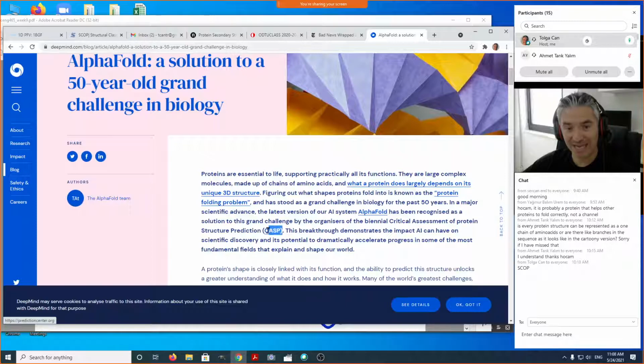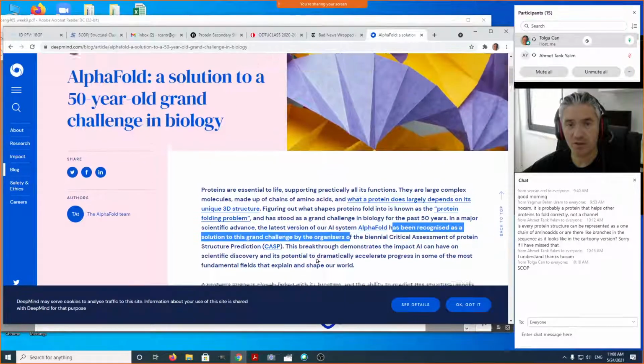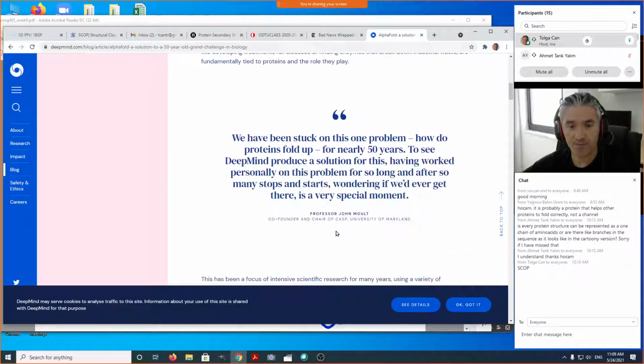This competition, CASP, Critical Assessment of Protein Structure Prediction, is a very prestigious competition in which every 2 years different algorithms compete to find the structures of proteins. And AlphaFold has been recognized as a solution to this grand challenge, even by the organizers. This recognition is really remarkable because it was able to find a shape very close to the ground truth shape, with almost no difference.